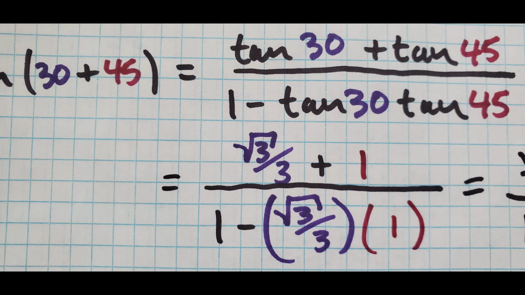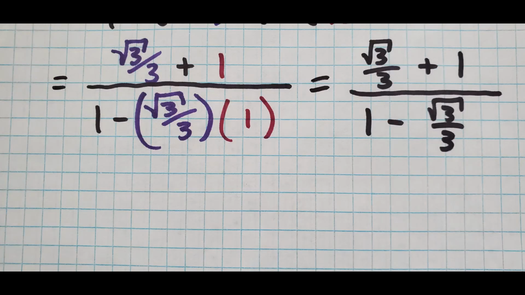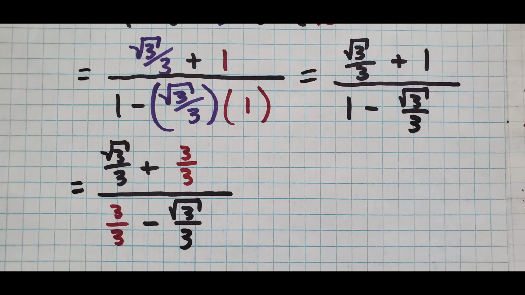But this is what we have. Multiply that 1 times the square root of 3 over 3 on bottom, and we'll end up with this over to the right here. And now those 1s I'm going to turn into something more useful so I can combine them with those fractions. So I'm going to call that 1 on top 3 over 3 and the 1 on bottom 3 over 3. So you end up with this.